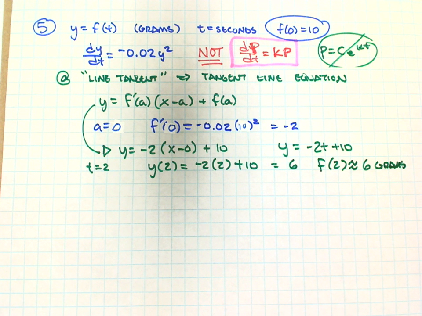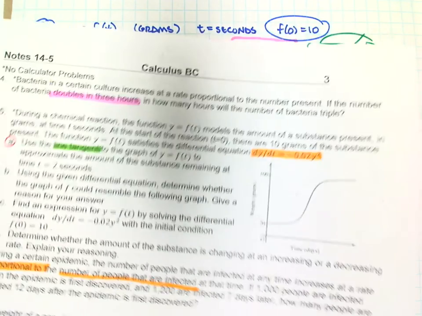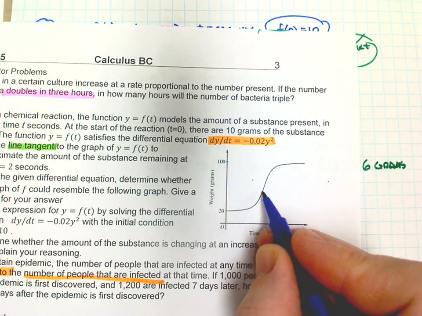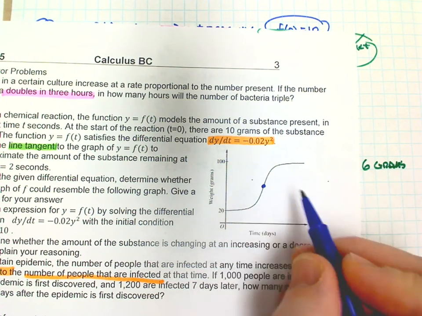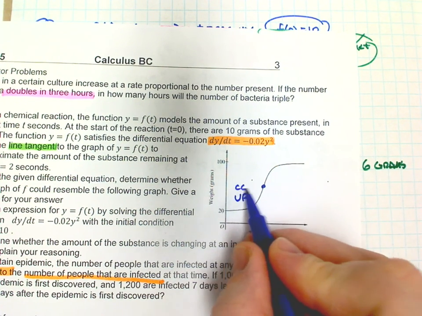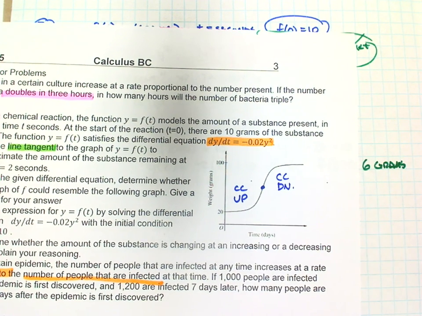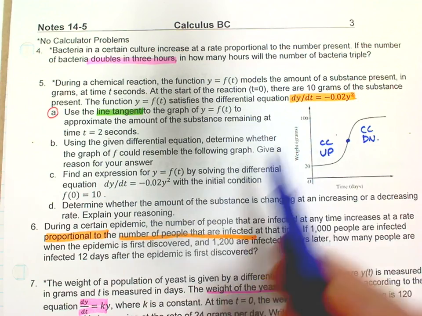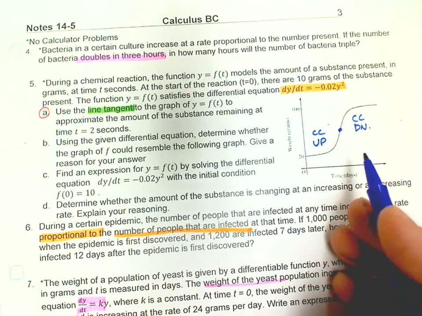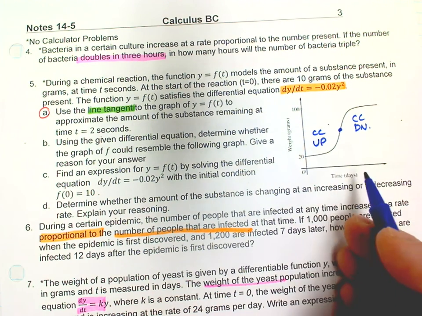Okay. Let's take a look at our Part B. In Part B, it says use the differential equation to determine whether this graph could resemble what we have over here. So if we look at the graph, you can see that the graph kind of goes up and then down. In other words, it looks like we are concave up here and then concave down there. So when I see this question, could this differential equation match this? I'm thinking to myself, well, let's just check the concavity.